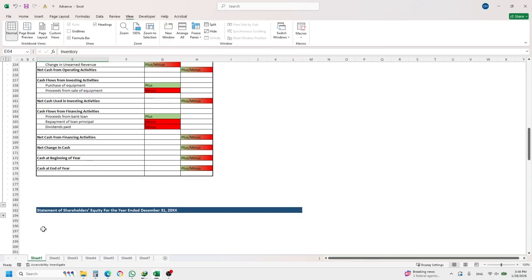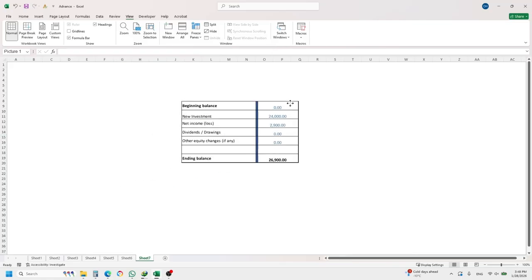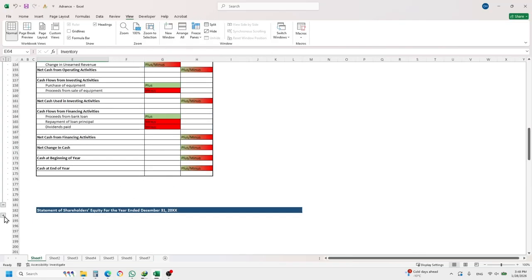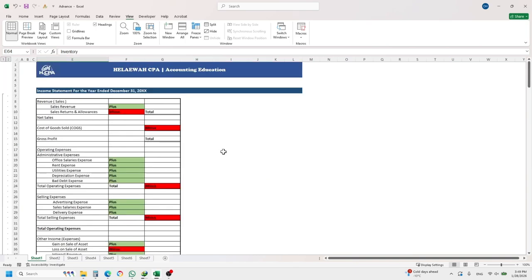At the end, we're gonna jump to the statement of shareholders' equity, the last one in the financial statements. It was like this, nothing more complicated. It's the easiest one, just we're gonna put extra information here and show it in a different way.